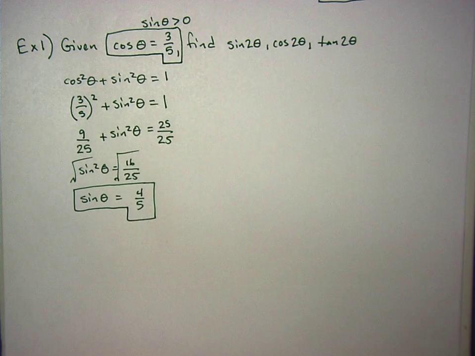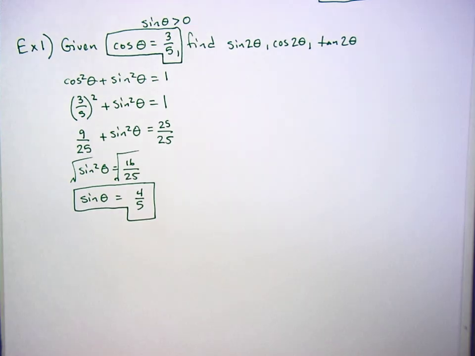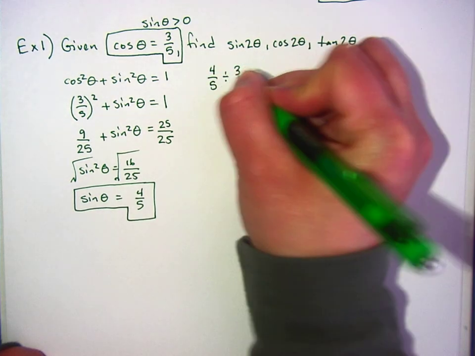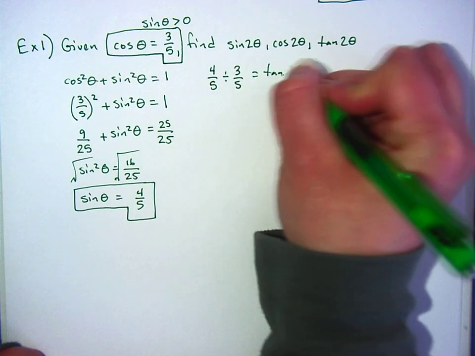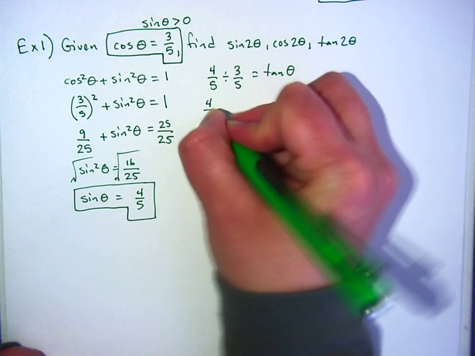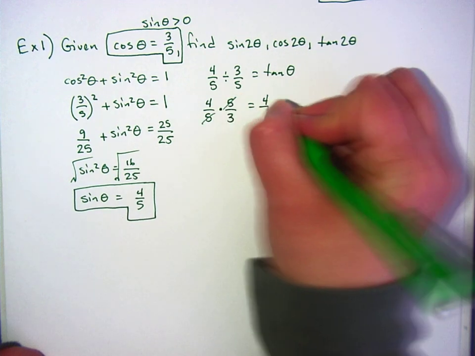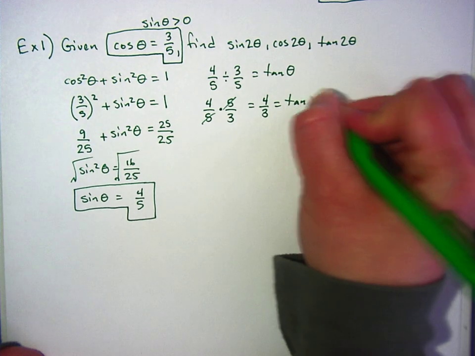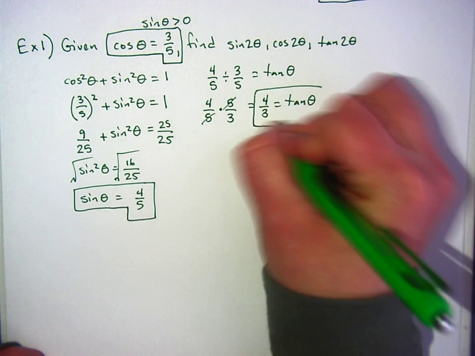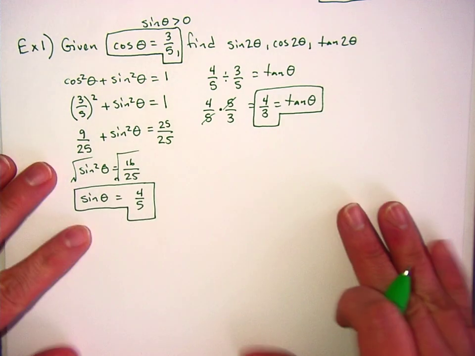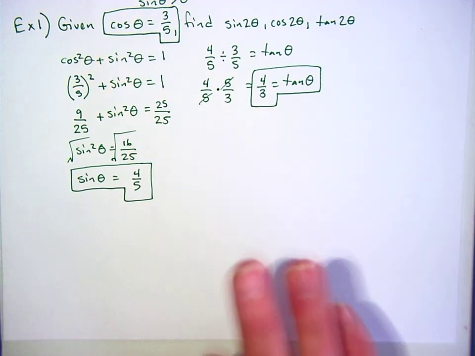How do we get tangent if we have cosine and sine? Sine divided by cosine. So I'm going to take 4/5, divide by 3/5 to get tangent, which is the same thing as 4/5 times 5/3, which gives you 4/3 for tangent. Okay. Now, these are not the answers.